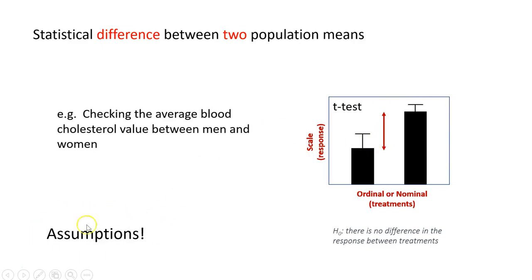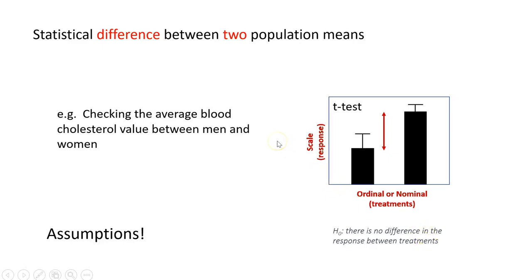And remember to check for the assumptions of the test, so think back to that video when I talked about t-test assumptions, so check for normality, standard deviations. And in this case, the null hypothesis again is that there's no difference in response between the treatments. Your alternative will be that there is a difference.